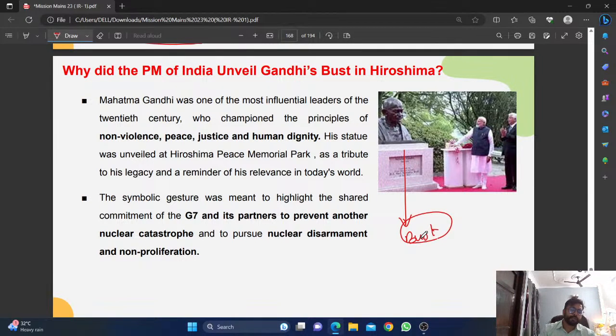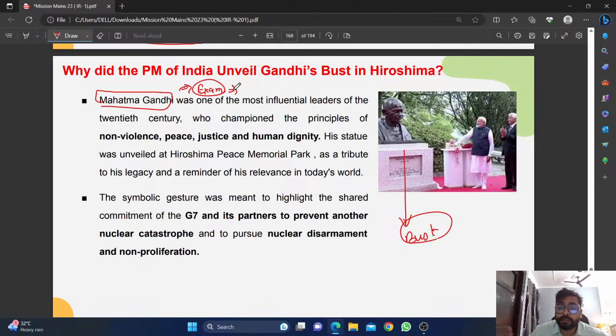So why is Mahatma Gandhi important? First of all, Mahatma Gandhi is important for your exam. The principles and ideas of Mahatma Gandhi still exist in UPSC, so they can ask questions on these lines. So how can you answer it?